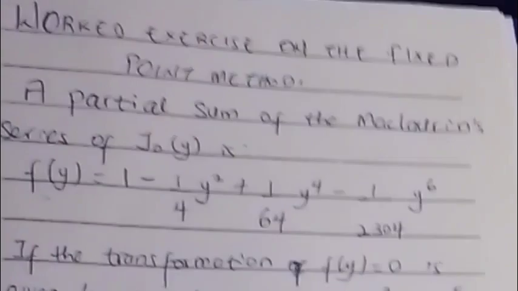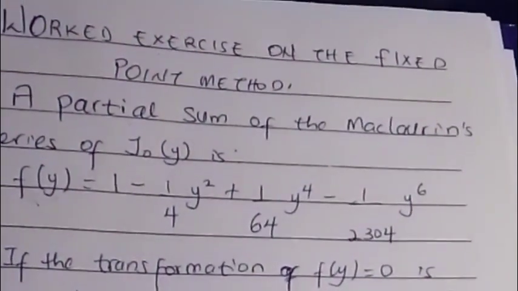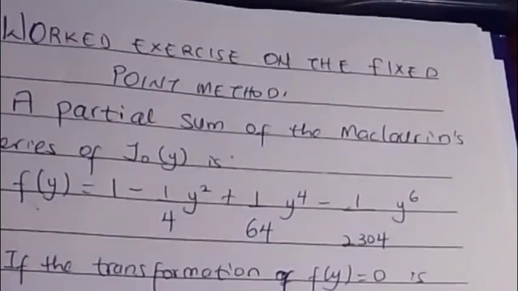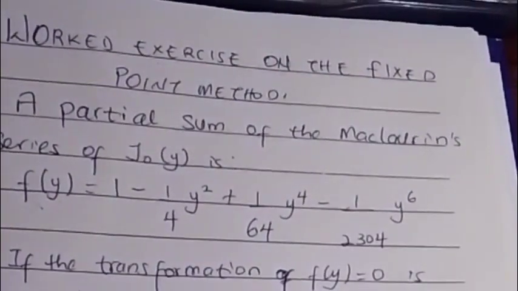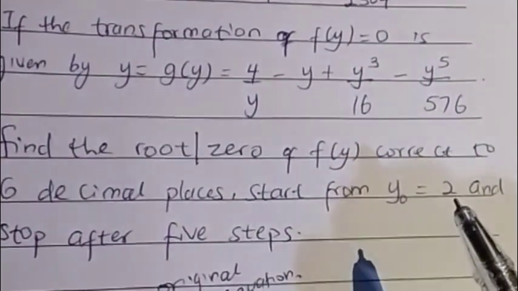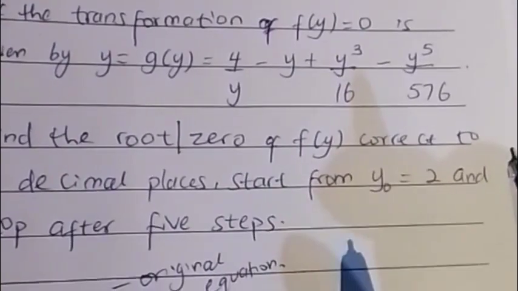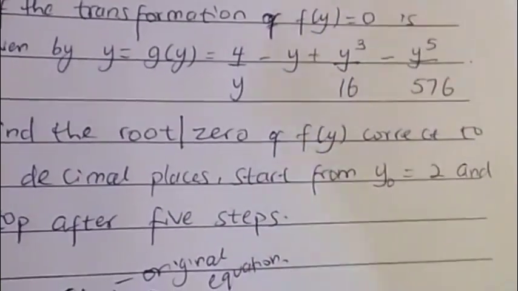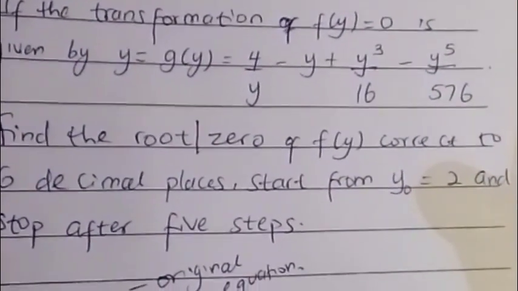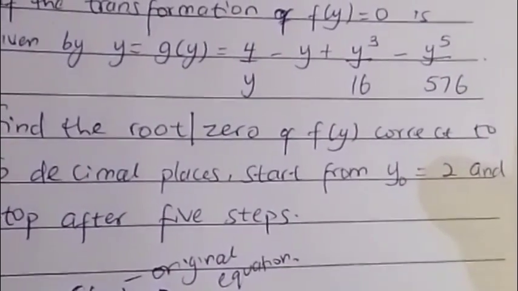They said a partial sum of the Maclaurin series is given by f of y equals 1 minus 1 over 4y squared plus 1 over 64y to the power of 4 minus 1 over 2304y to the power of 6. If this equation is transformed, we can transform it into y equals g of y, equals 4 over y plus y cubed over 16 minus y to the power of 5 over 576. Find the roots of the function correct to 6 decimal places, starting with a guess value of y naught equals 2, and we have to stop after 5 iterative steps.